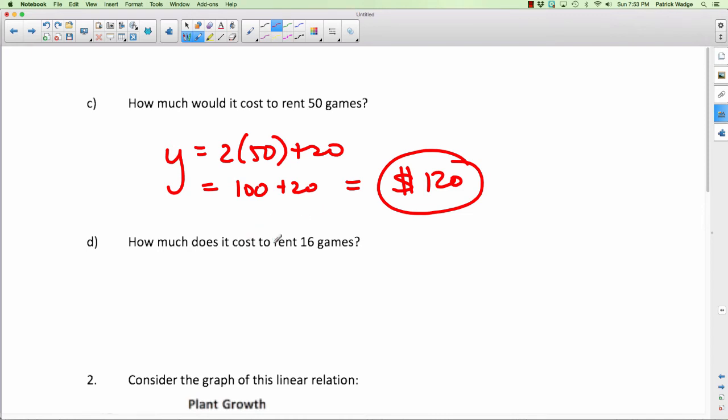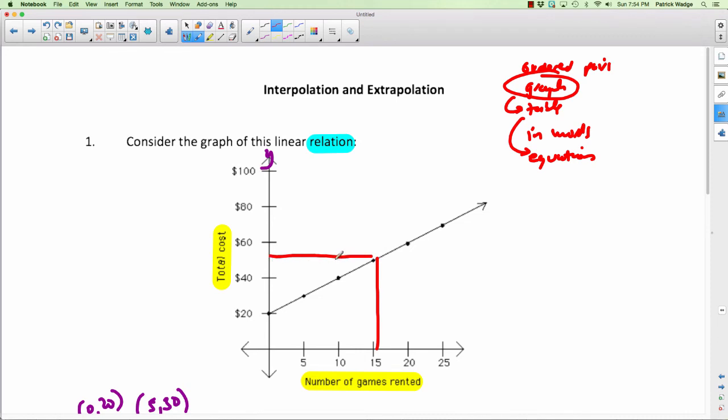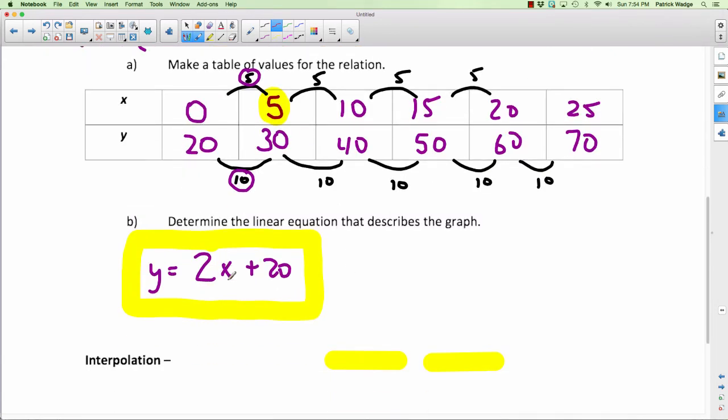Okay, how much does it cost to rent 16 games? Well, 16, that is within our graph here, right? 16 lies right around here. If I go straight up from there and then over, it looks like it's just going to be a little bit more than 50. Maybe 51, 52. That's a good estimate. If you want to really calculate it, you could put 16 into here.